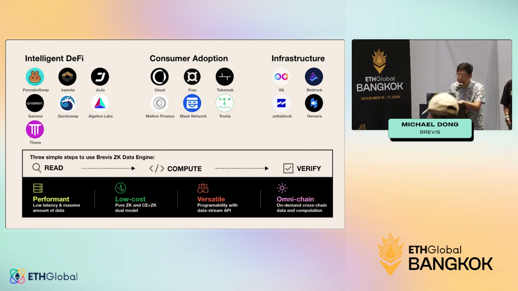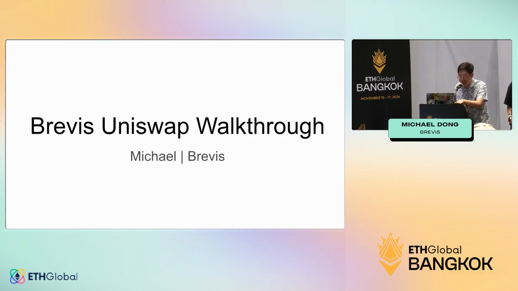Using the Brevis SDK is quite simple. You specify what kind of data you want to read, what computation logic you want to run, and finally you have your entire computation logic integrated in the smart contract. Here is a very specific example of how you can build with Brevis using a Uniswap V4 hook, but you can generalize that to other applications as well. So, Michael.